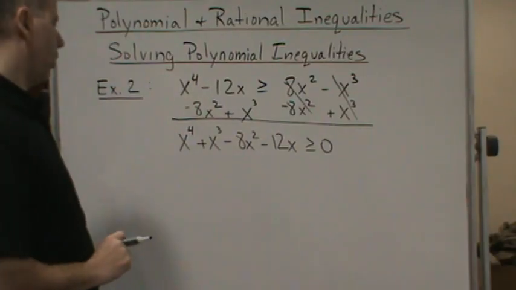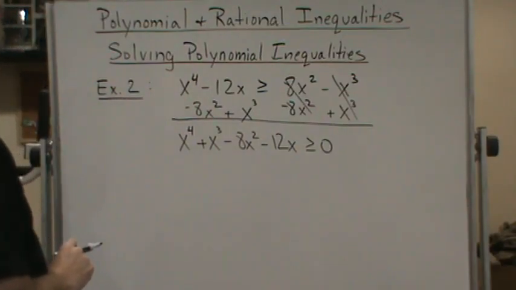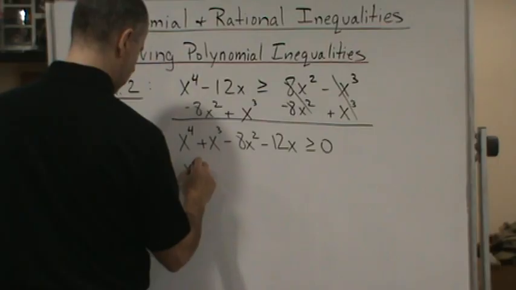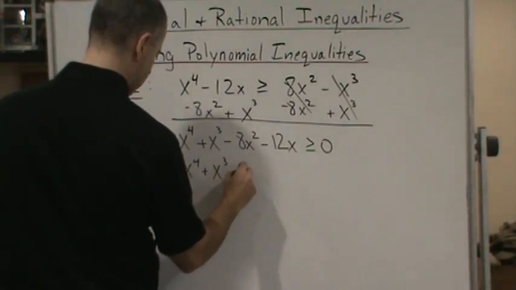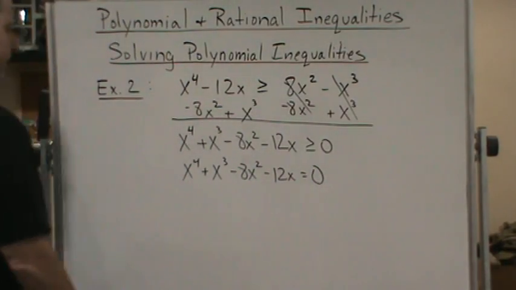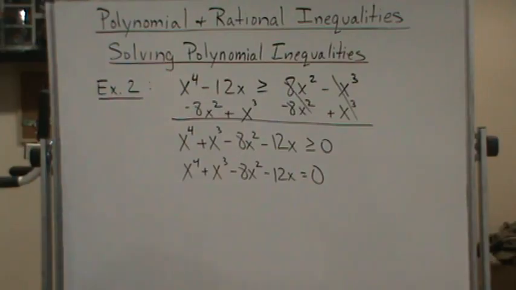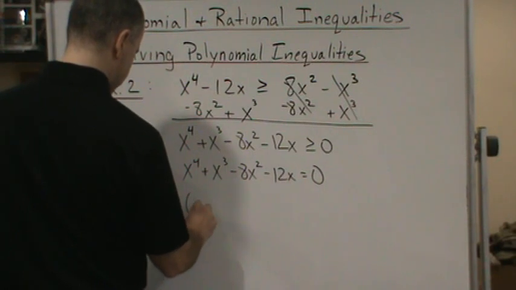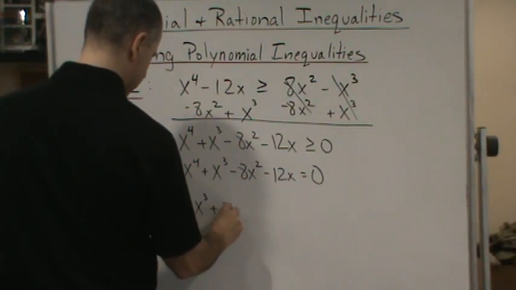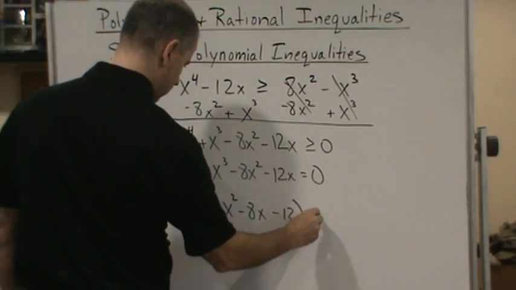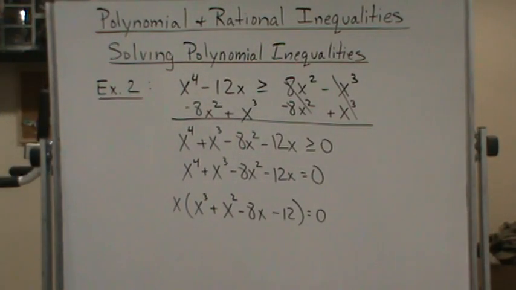Okay, so the first thing I'm going to do is set this equal to 0. And now I'm going to factor this and find all the real zeros. So the first thing I'm going to do is factor out an x. And now I'm also going to see if I can factor this.